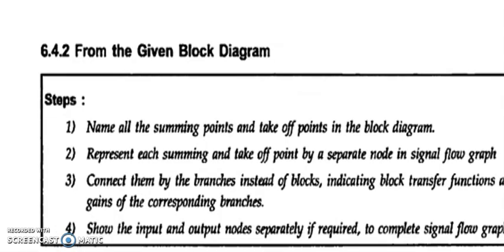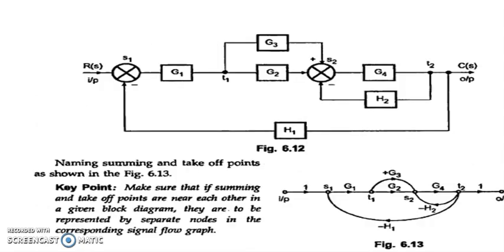Supposing I want to obtain a signal flow graph from a block diagram. Name all the summing points and takeoff points in the block diagram. Represent each summing and takeoff point by a separate node in the signal flow graph. Connect them by the branches instead of blocks, indicating block transfer functions as the gains of the corresponding branches. Show the input and output nodes separately if required to complete the signal flow graph.